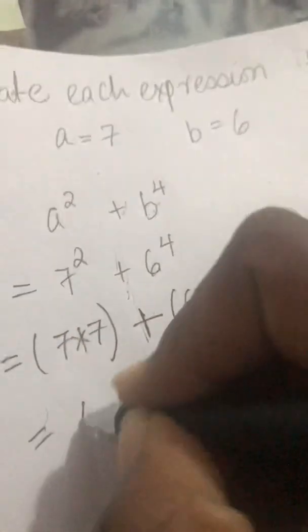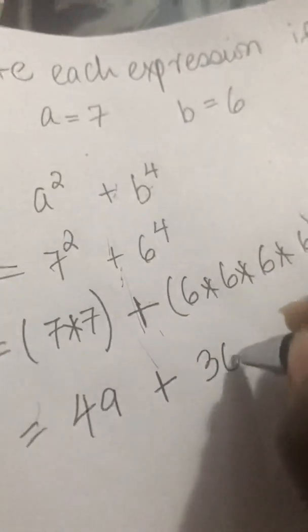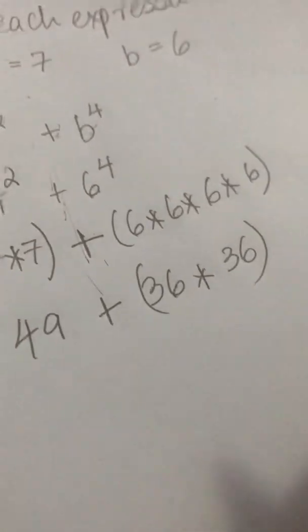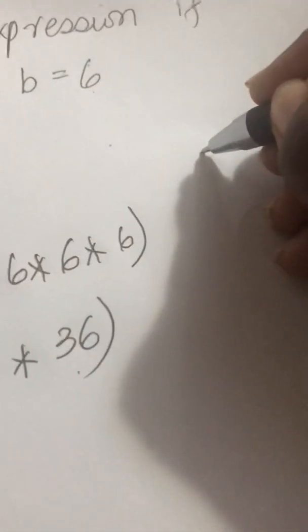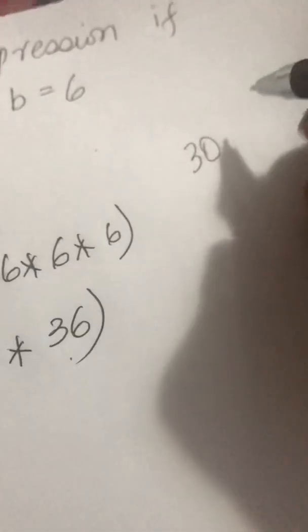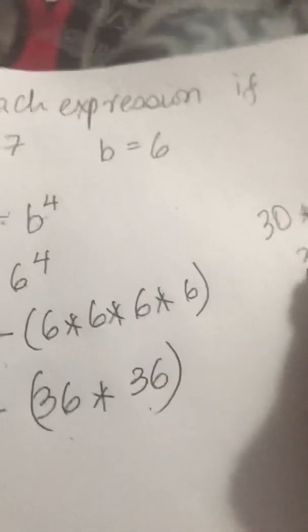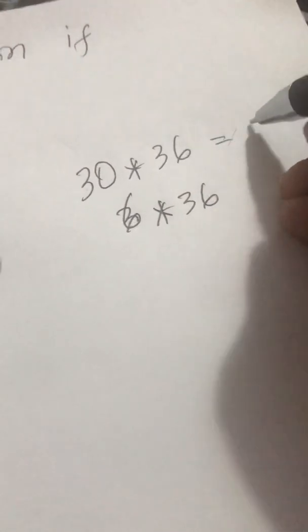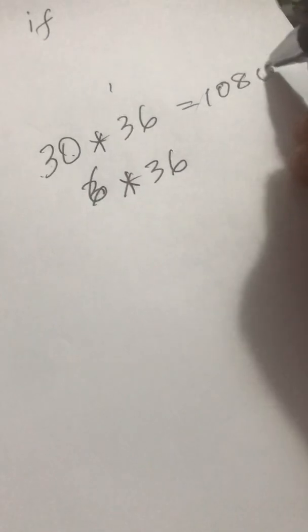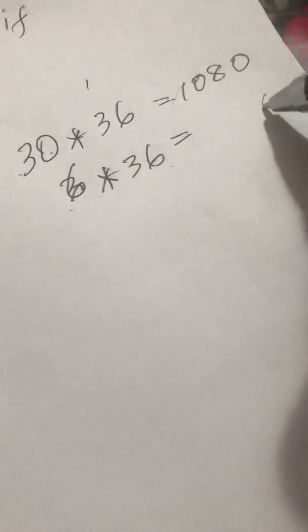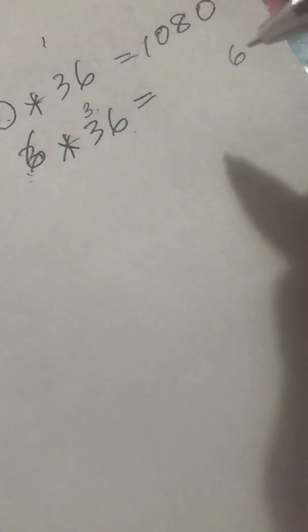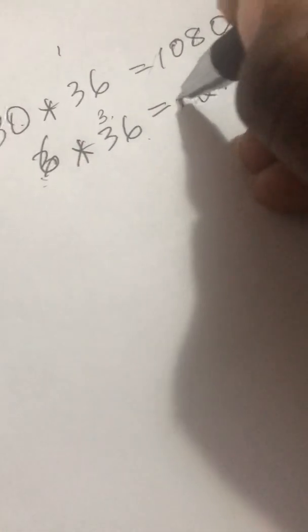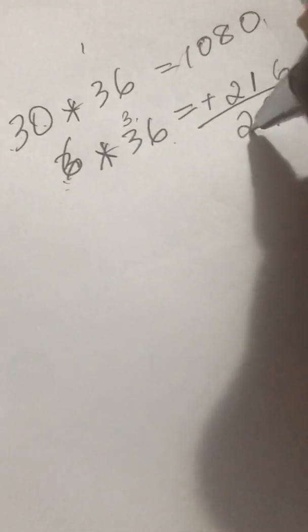All right, 7 times 7, 49, plus 36 times 36. Okay? Now you do this, 36 times 36. So that is 30 times 36 and 6 times 36. Okay? So 6 times 6 is 36, I carry the 3. 3 times 6 is 18, 18 plus 3 is 21. Then 0 over there, and then I add, I get 6, I get 9, I get that.